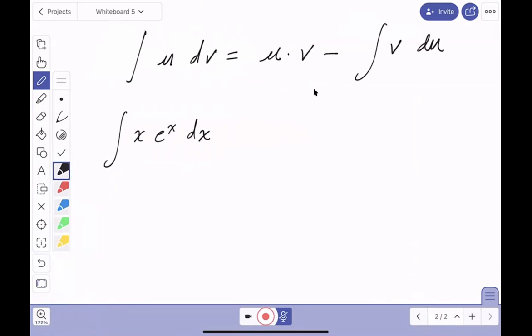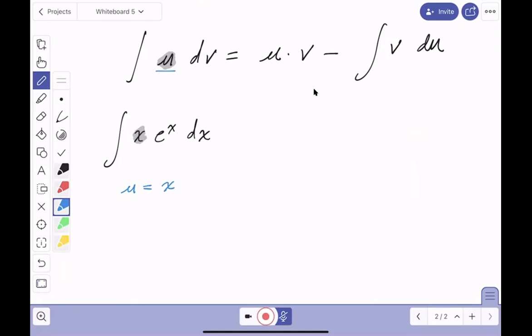Identifying a u in the problem. I want to do this for you. Right now, someone says, how do you know what to do? I don't. I'm going to try something. I'm going to say this is going to be my u. Let me write that down for you. So I'm going to say u is equal to x.